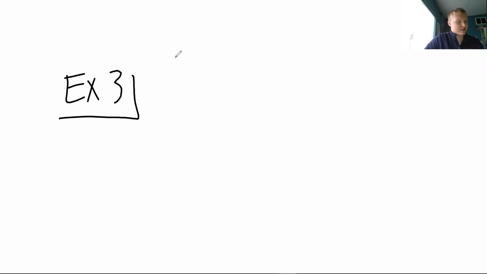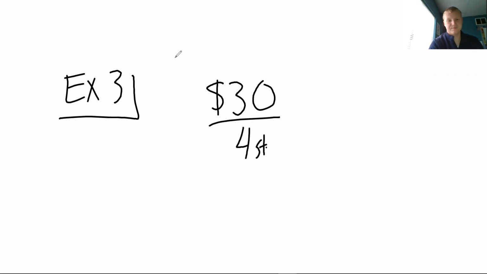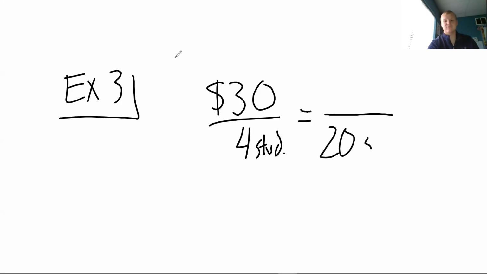Okay, example 3, which is on page 289. So use proportion to solve problems. Mrs. Hidalgo paid $30 for 4 students. I'm just going to put 4 studs to visit the art museum. Find the cost for 20 students. So equals, where's 20 students going to go, Logan? Is it going to go in my numerator or denominator? Denominator, yep. So 20 studs will be over here.